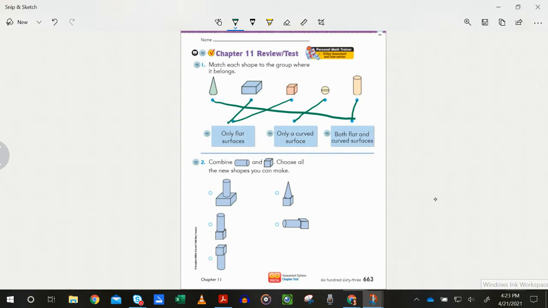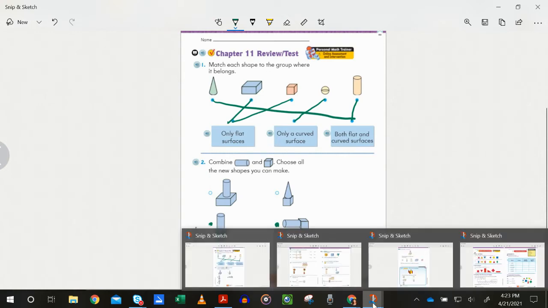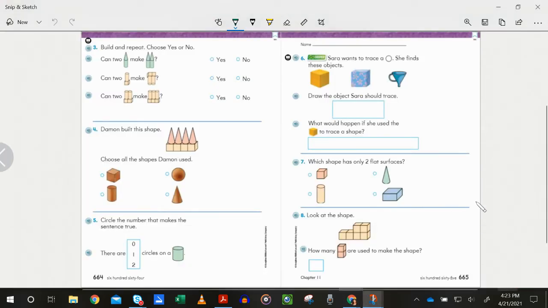Number 2, the cylinder and a cube. Okay, we have the cylinder, but it's a rectangular prism. This has cylinder and cube. This has cylinder and cube. This has a cone and a cube. This has cylinder and cube. Okay, so those are all of our choices here. Okay, let's open it up so we can see questions 3 through 8.